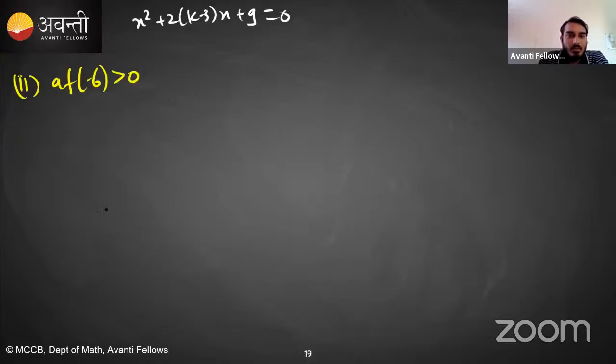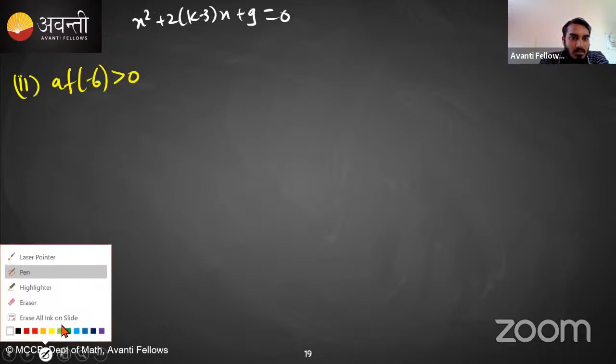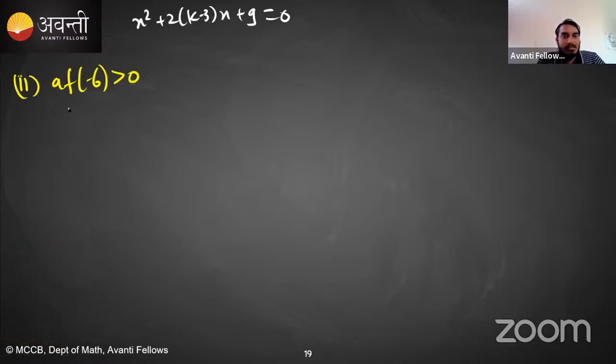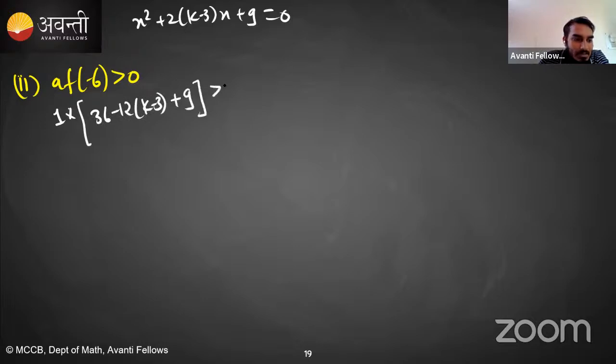Okay. So now a into f of minus 6. What is a? Tell me quickly in the chat box, everyone. A is the leading coefficient of the quadratic expression, which is 1. So 1 into f of minus 6. Put x equal to minus 6. 36 minus 12 into (k minus 3) plus 9 greater than 0. Yes or no? So now solve this.